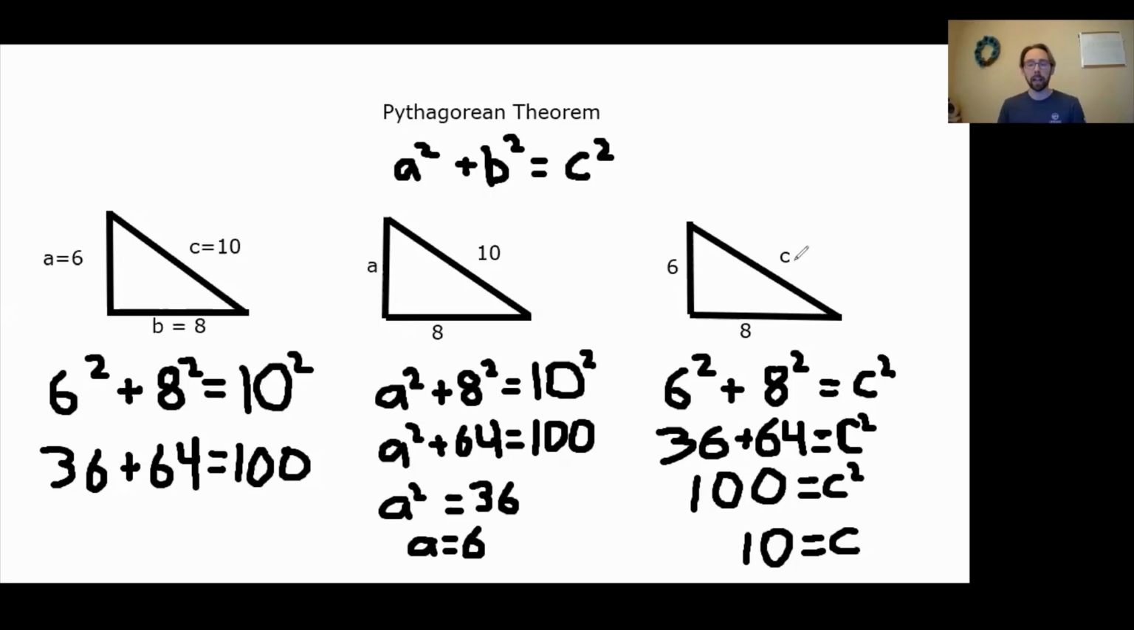And then if we look at our last problem, we have both legs of the triangle, but we don't have the hypotenuse. So we'll plug that information into our formula. We get 6 squared plus 8 squared equals c squared. So we square what we have, 36 plus 64 equals c squared. Add those together, we get 100 equals c squared. And then you just take the square root of both sides, and we find out that 10 equals c.